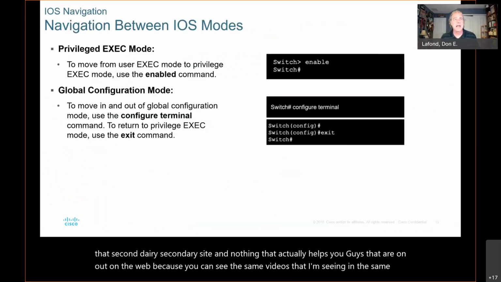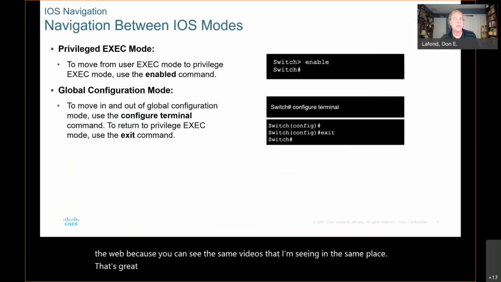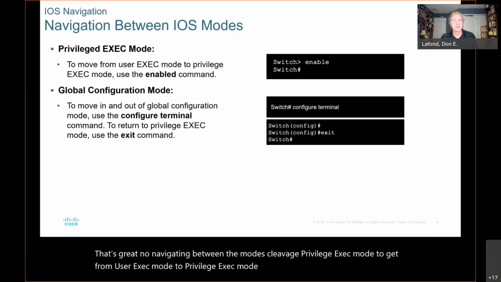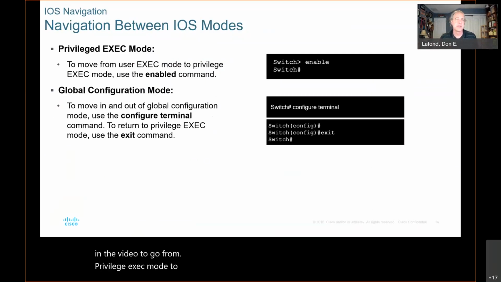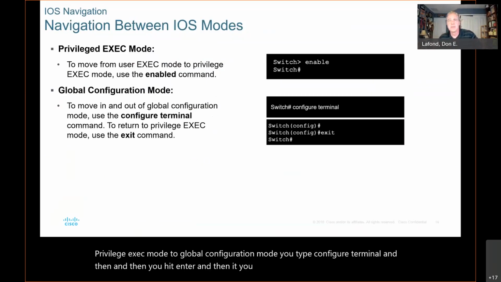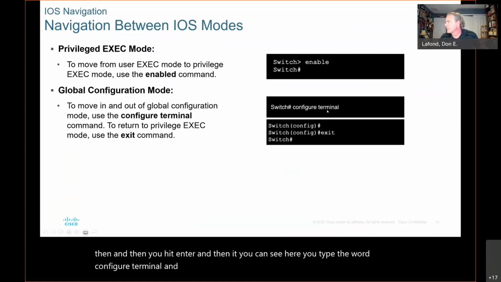That's great. Now, navigating between the modes. To get from User Exec Mode to Privileged Exec Mode, you type enable, like she showed you in the video. To go from Privileged Exec Mode to Global Configuration Mode, you type configure terminal and hit enter, and you then are in global configuration mode.